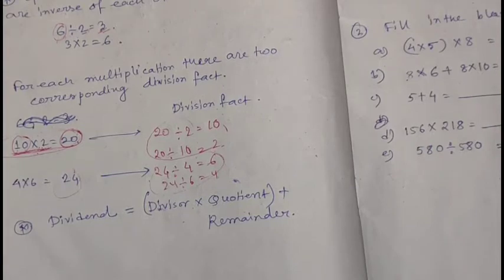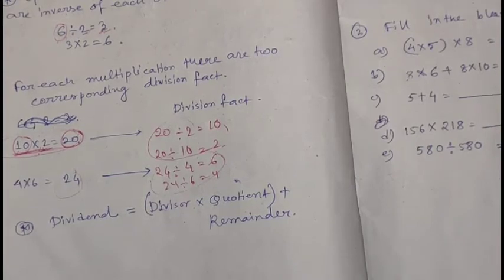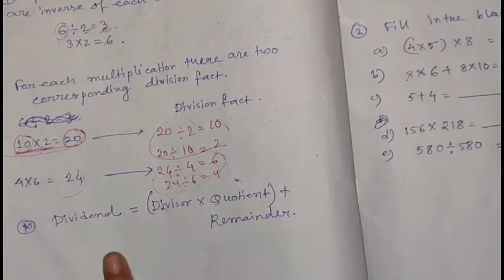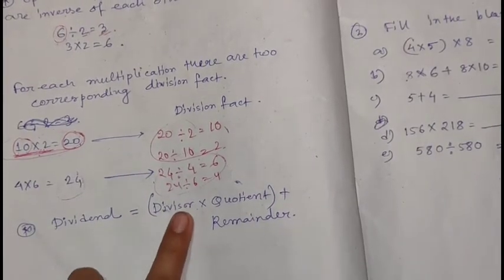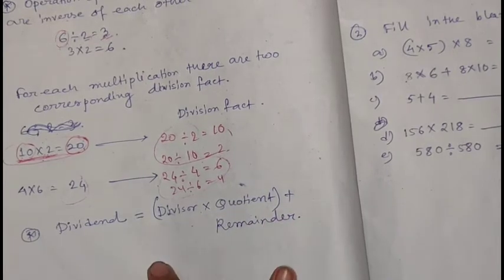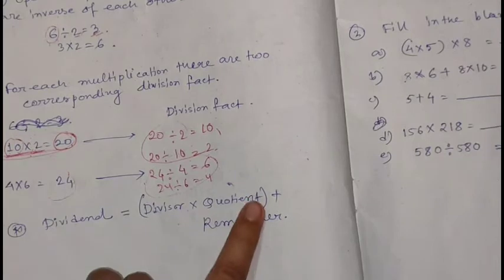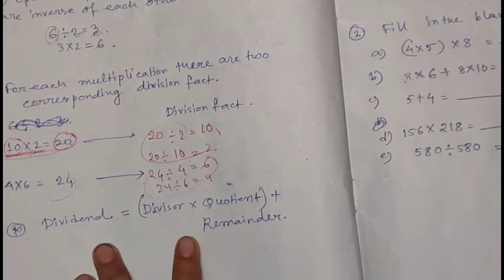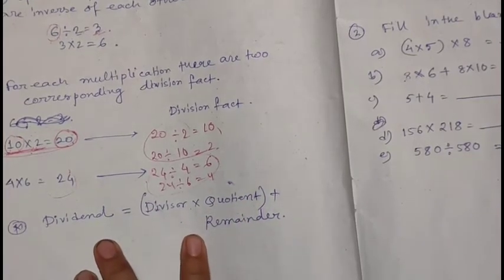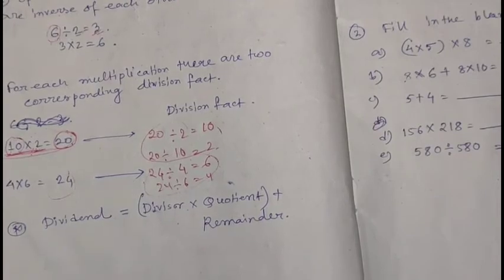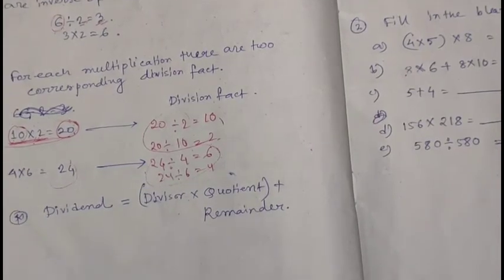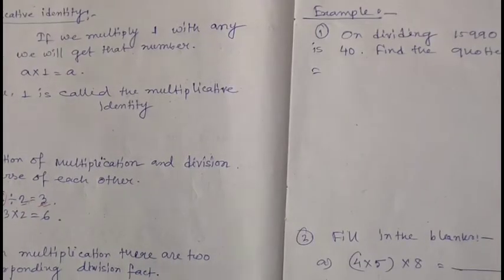So there is a relation between these terms. The relation is dividend equals divisor into quotient plus remainder. Dividend equals divisor into quotient plus remainder. Okay, so this is very important. Using this relation we can calculate any problem.